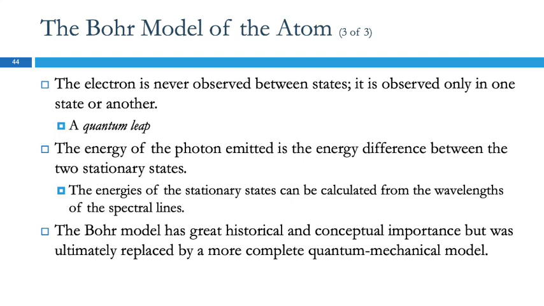So when we look at that photon of light that gets emitted, its energy is equal to the energy difference between the two states. And then we can calculate those energies, like I said. So the Bohr model has great historical importance. It also has conceptual importance. But unfortunately, it only works for hydrogen. That's great for hydrogen, but there's an awful lot of other elements out there, and it doesn't work for those. So it was replaced by the quantum mechanical model.